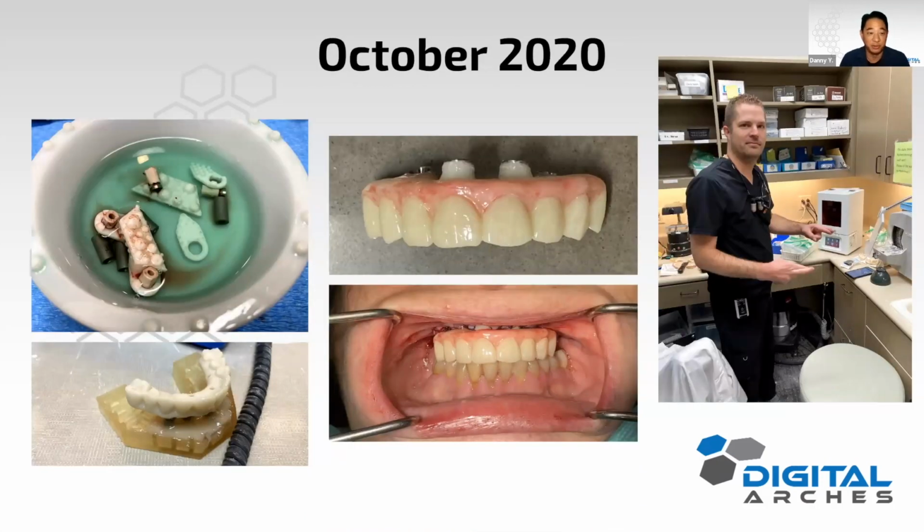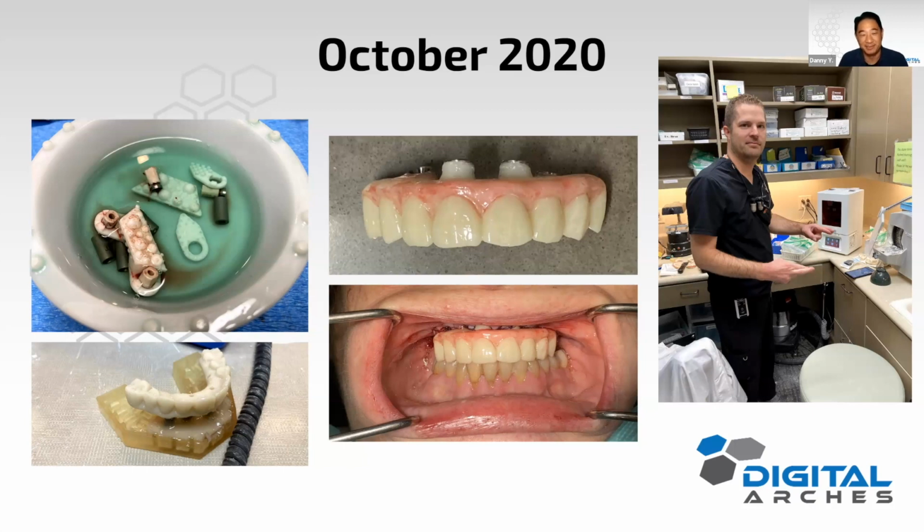By October 2020, we actually did our first case up in Prescott. We did it with this periodontist, Dr. Jursic. Dr. Jursic was the first guy we did this with. We did it with a prime scan, and it wasn't pretty.